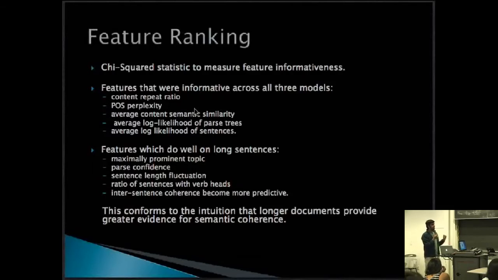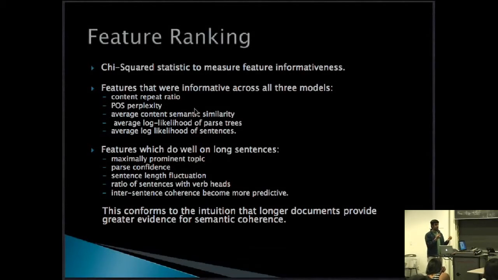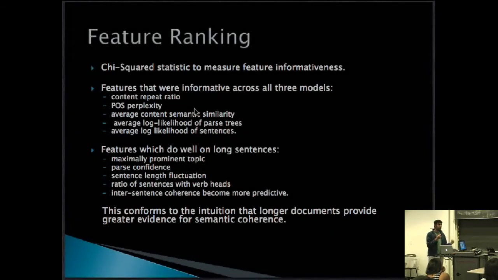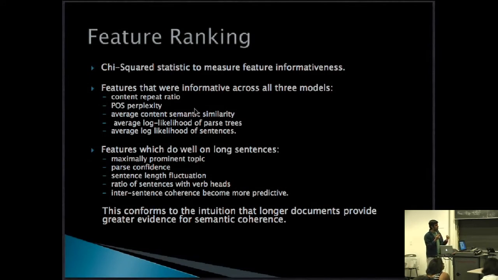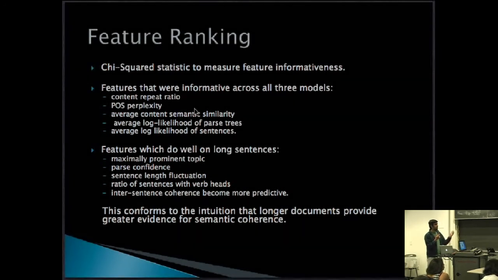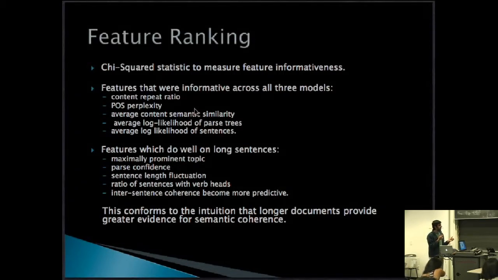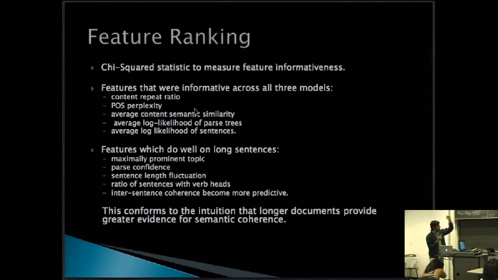Finally, we did some feature analysis to see which ones were doing better on what document lengths, and we see that some features tend to do better across all models: the repeat ratio of content words, the part of speech perplexity, and the average content similarity. You can see these.